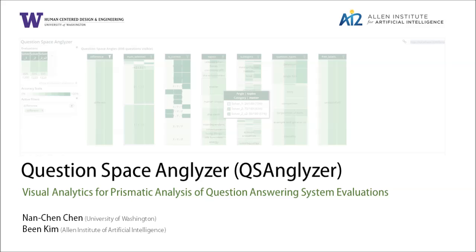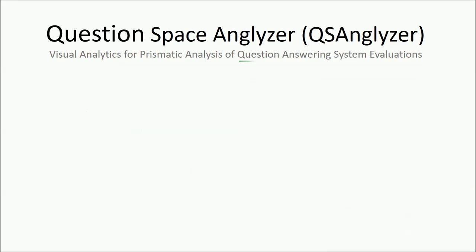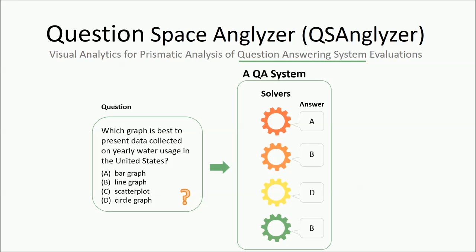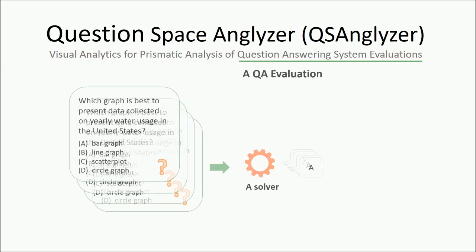This video introduces QSAnglyzer, or QSAnglyzer in short. QSAnglyzer is a visual analytics tool for analyzing evaluations of question answering systems. A question answering system, or QA system, consists of multiple solvers which individually can answer questions. And a QA evaluation refers to a solver's responses to a set of questions.